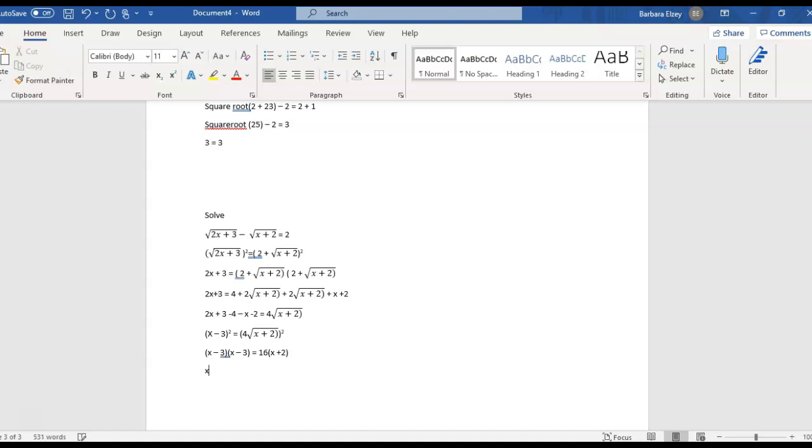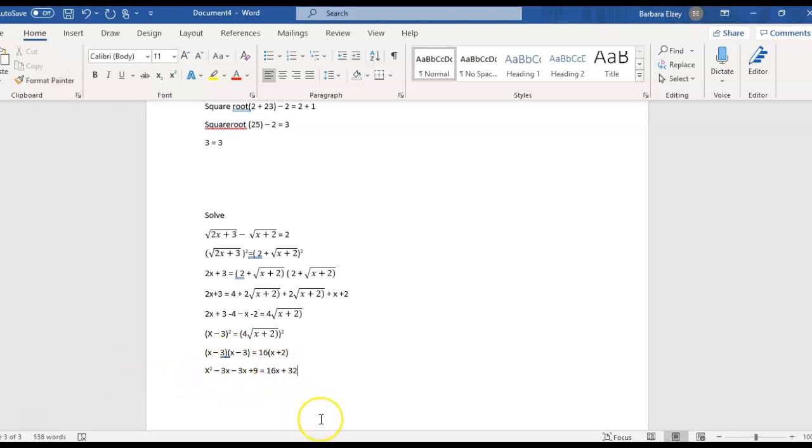On the left, x times x is x squared. x times minus 3 is minus 3x. Minus 3 times x is minus 3x. And minus 3 times minus 3 is plus 9. On the right, I'll go ahead and distribute: 16x, and then 16 times 2 will give me 32. Now let's notice, again, we've got an x squared, so it's quadratic.